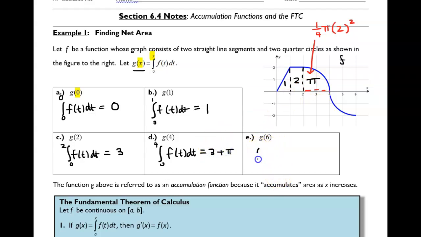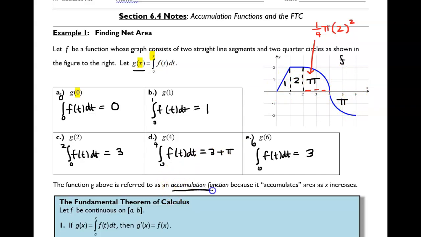For g of 6 then, we're integrating from 0 to 6, f of t dt, which means I'm going to have this area as well. Again, that's a quarter circle with radius 2, so that has area pi. But I'll have 1 plus 2 plus pi minus pi, so that will just give me an area of 3. So notice as my x's increased, I added area on each time, except for right here where I subtracted it. But we're essentially adding these on, keeping in mind the signs.